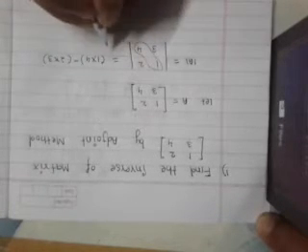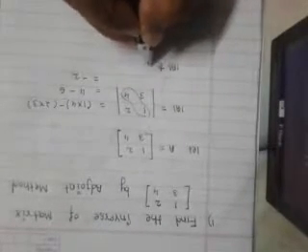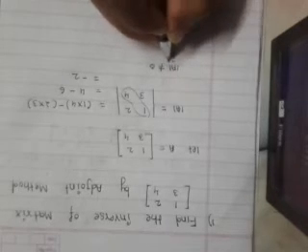So we have to cross multiply these two elements first, that is 1 into 4 minus 2 into 3, that is 4 minus 6, which will give you minus 2. Okay, so determinant of A is not equal to 0, therefore A inverse exists.